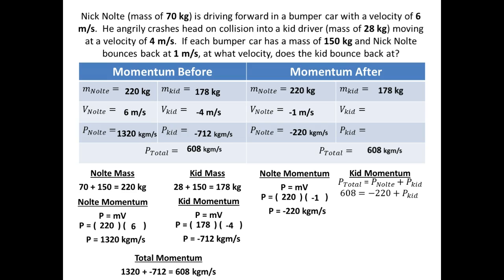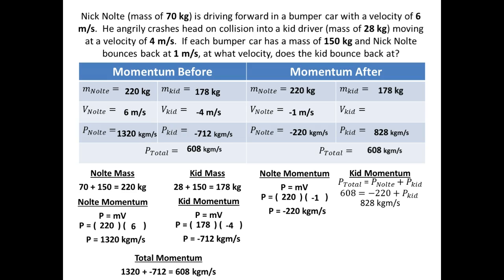Treat this like a one-step equation. What's happening to the variable, in this case the momentum of the kid? I'm adding -220, or I'm subtracting 220. To undo subtraction, I'm going to add 220 to both sides. That's going to give me 828 kilogram meters per second. That's the kid's momentum. Every time you get a calculation, include that value directly back into the table. You can double check this by taking 828 plus -220, the individual momentums of Nick Nolte in his bumper car and the kid in the bumper car. Add those together, you get 608.